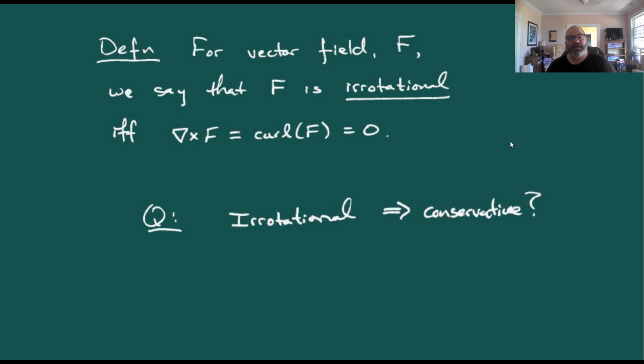We end this with the notion that for a vector field f, we say that it is irrotational if the curl is equal to 0. What we have so far is that we were operating under the assumption that if something was conservative, if it was already a derivative, then the curl gives you 0. So we know this direction. That's really Clairaut's theorem that gives us that if it's conservative, it's irrotational.